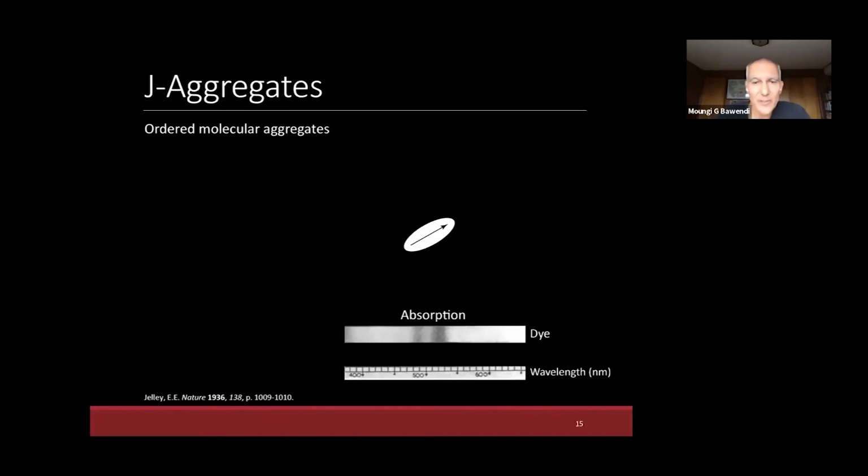So these are J aggregates. J aggregates are molecular aggregates that are ordered, and they were discovered back in 1936 by a guy named Jelly.